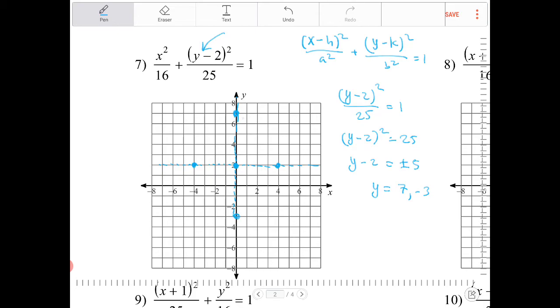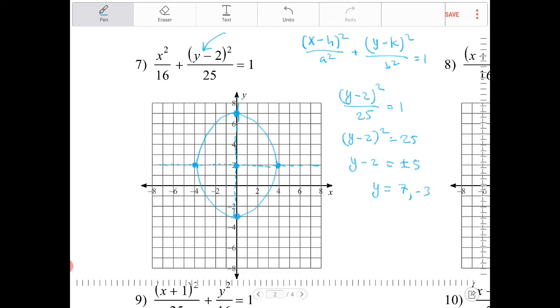So this is going to be the graph of my ellipse. And again, it's oriented vertically. I don't know if you've noticed the pattern. Whenever the number underneath the y is larger than this guy, then we are going to end up with a vertically oriented ellipse.